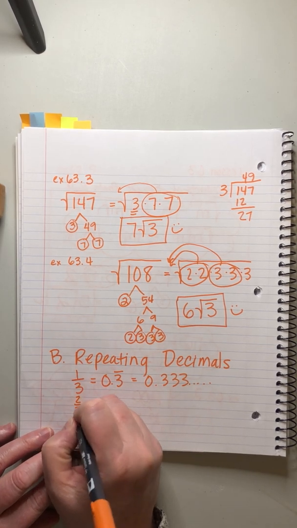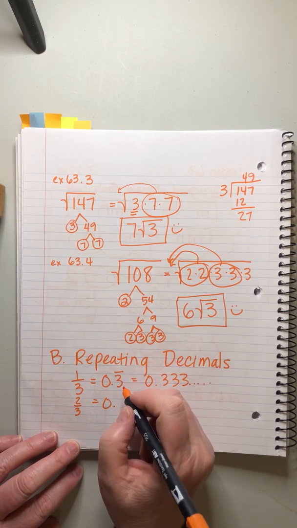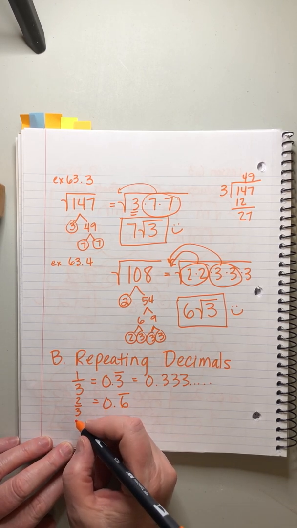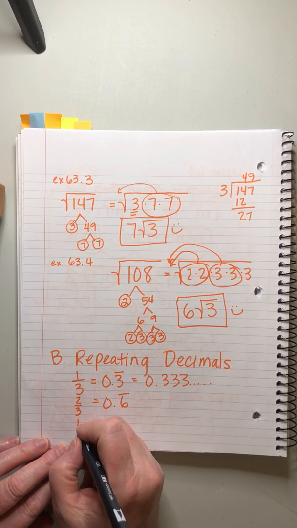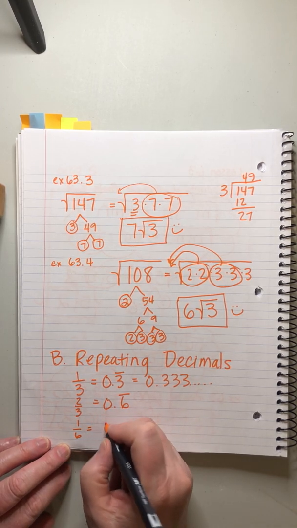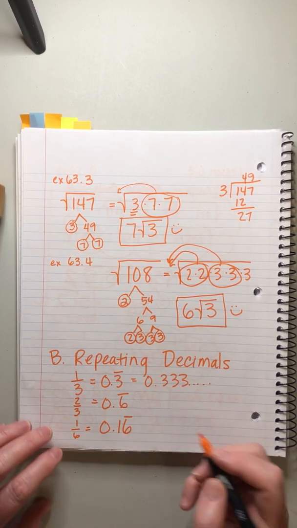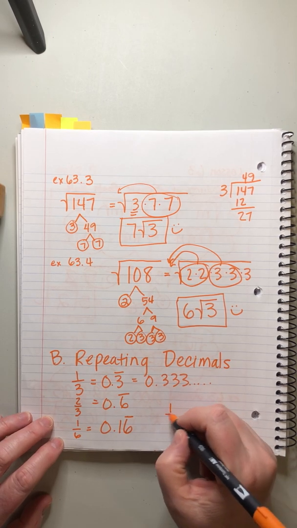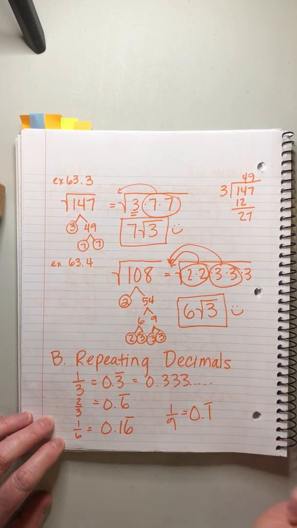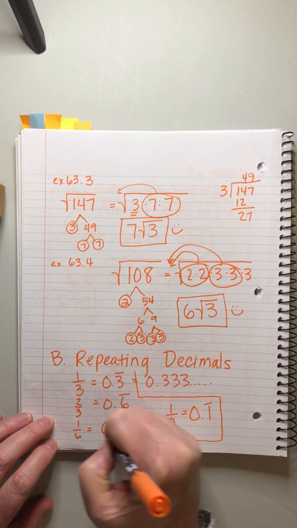2/3 equals 0.6 repeating. 1/6 equals 0.16, and just the 6 repeats. And then the last one is 1/9, and that is 0.1, and the 1 repeats. Okay, so you want to memorize these 4 facts.